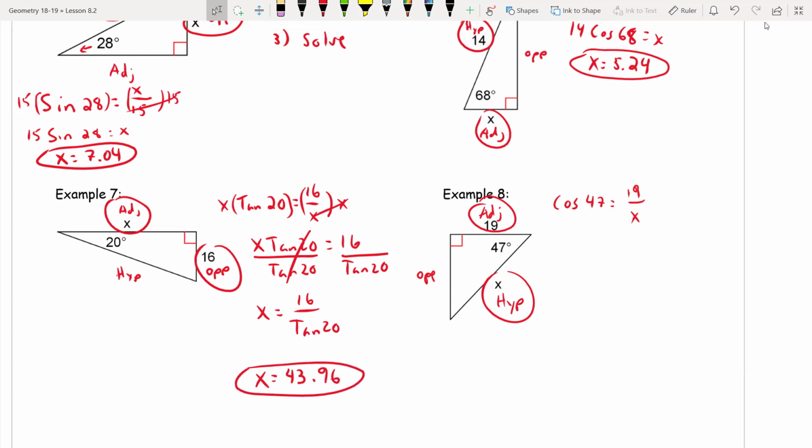So now that you've seen that process, you can do the algebra like I did, or you can use just the swap and solve for example 8. Go ahead and try that right now.